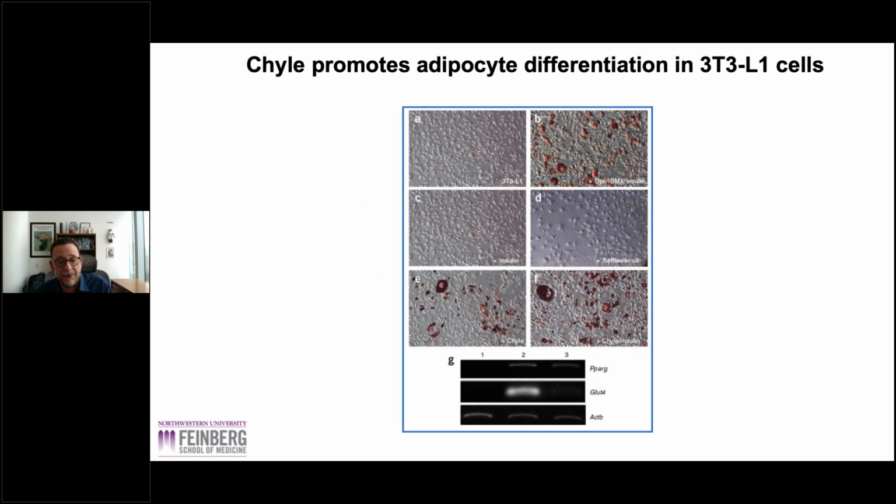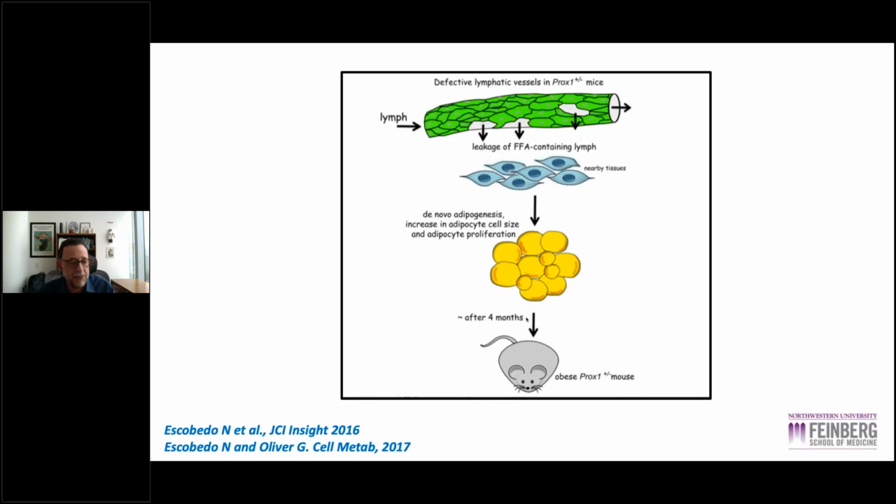She demonstrated that in vitro, this chyle is adipogenic. Bottom line, what we proposed at that time, and this was followed up later on by Noelia Escobedo in my lab, was that there is a novel cause of obesity: if your lymphatics are leaky, you have a subtle leakage of chyle, you become obese. I know that many colleagues didn't really accept this idea.